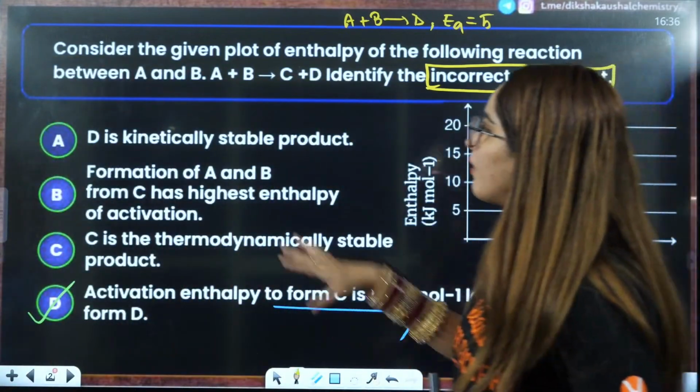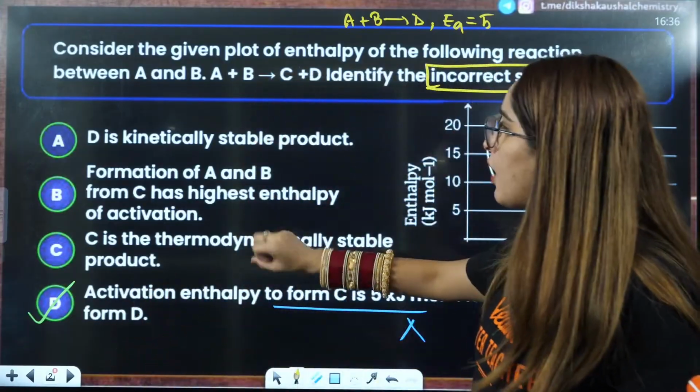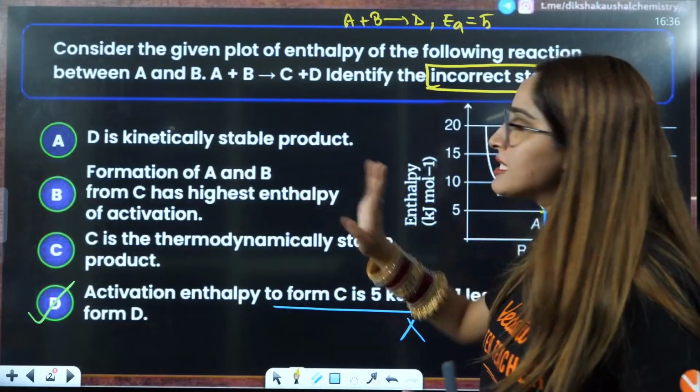Now let us see the other sections also. We directly got the answer, right? But now what about this one? D is a kinetically stable product.